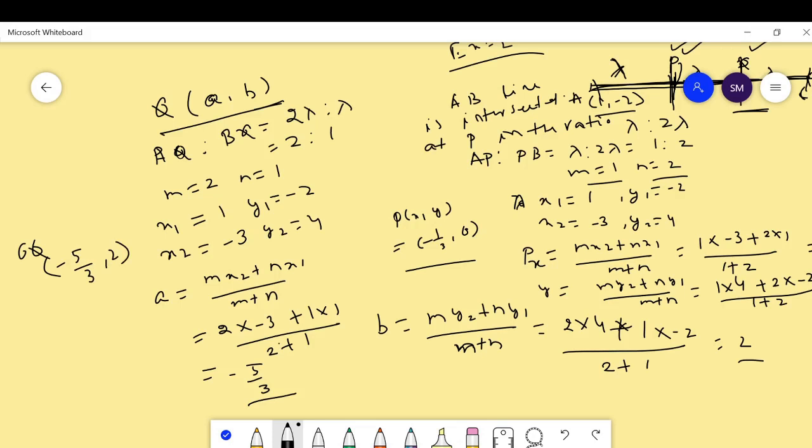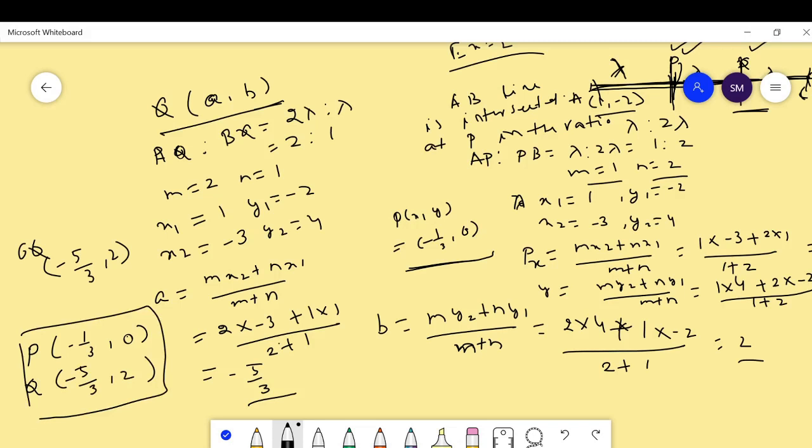Here P and Q are two points by which the line segment AB is trisected at P and Q. This means P with coordinate minus 1 upon 3, 0, and Q with coordinate minus 5 upon 3, 2. Okay, this is the answer of the question.